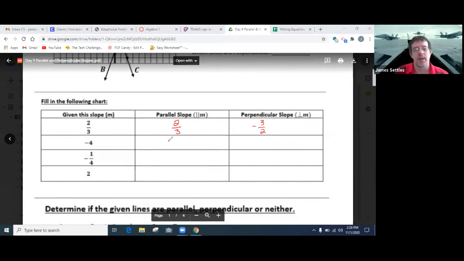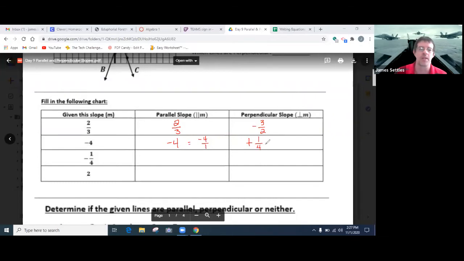So -4, parallel slope would be -4. Now I do want to write this as a fraction, -4 over 1, because it'll make it easier when I have to do the perpendicular. Because the perpendicular, we're going to flip it. If you just leave it like this, it's kind of hard to see how we're going to flip it. If I write it as a fraction, and a whole number is always over 1. So first thing I'm going to do is change the sign. So if that's negative, then my perpendicular has to be positive. And then if I flip the fraction, it would be 1 over 4. And that would be the perpendicular slope.